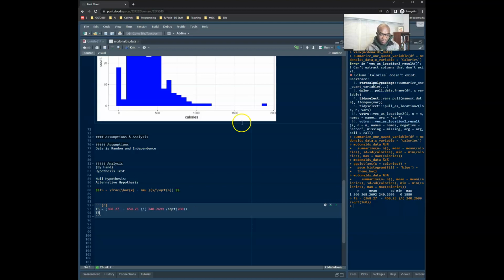We actually can now run this. We run this chunk, we see what that value is. Negative 5.5. Okay, based on our lesson in class, remember that's beyond 3.5 and negative 3.5. We know for a fact we should have a small p-value. Okay, so that's what we would do for our test statistic.